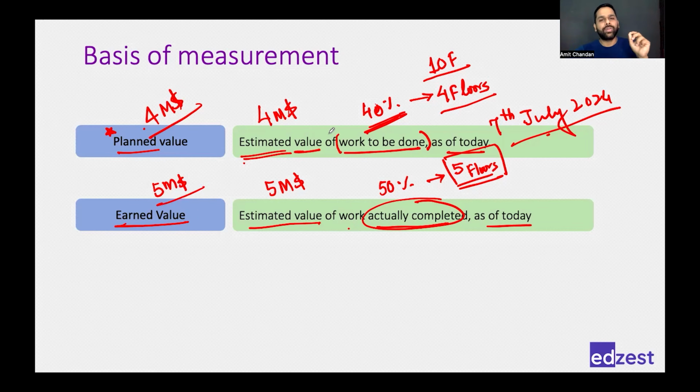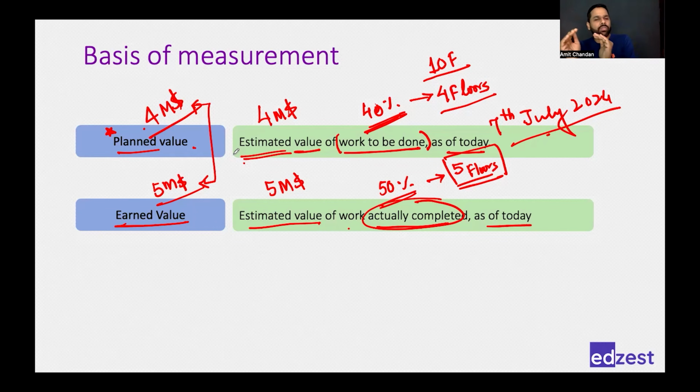See, you had planned to complete 40% of the work. You have actually completed 50% of the work. So you have done one floor extra, which means you have earned more than what you had planned. And if you look at the value, does it tell you the same thing? Yes. Right? So this way, what you have done is you have converted your work into monetary value. Why? Because when the unit becomes the same, it is easier to compare.